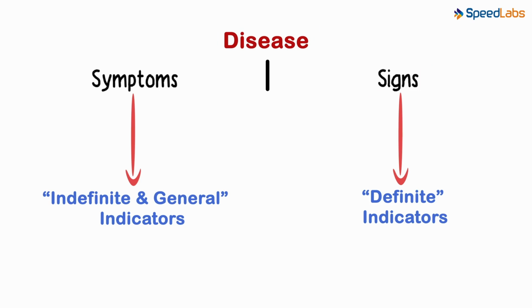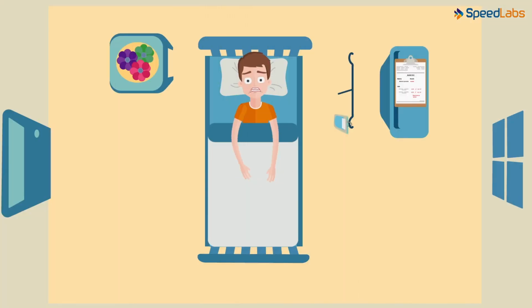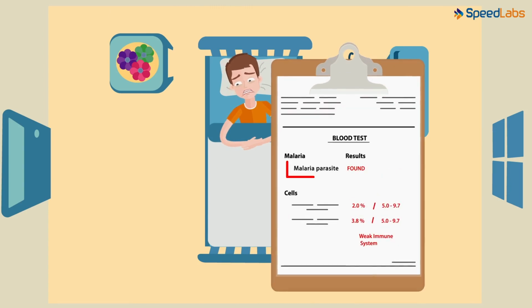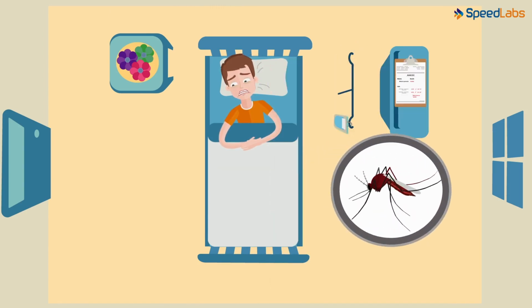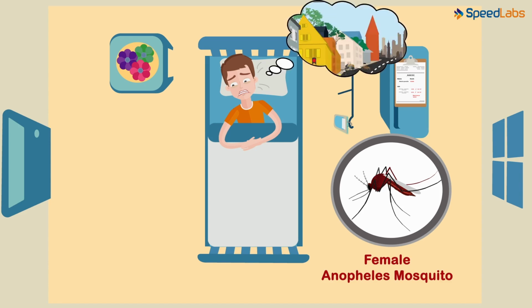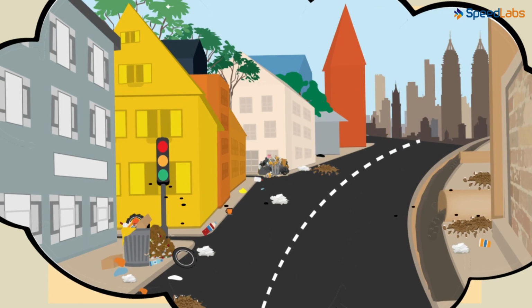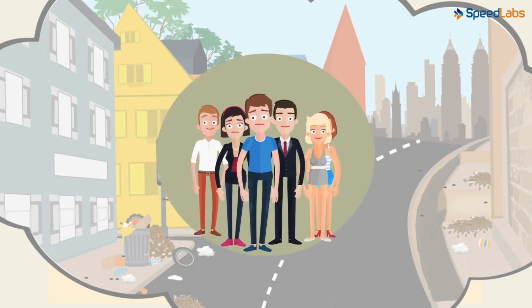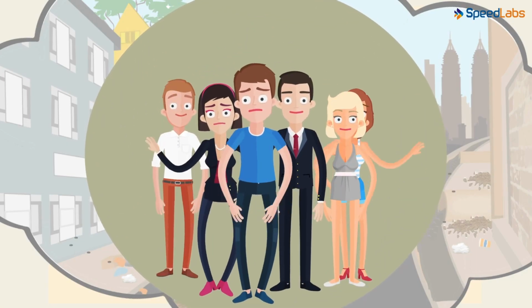Do you think disease will have a single specific cause? Let us find out. We have a person who is suffering from malaria. The blood test shows the presence of the malaria parasite. We know that malaria is caused by the bite of the female Anopheles mosquito. That means the area in which this man lived has many mosquitoes. But why didn't everyone in that area suffer from malaria?